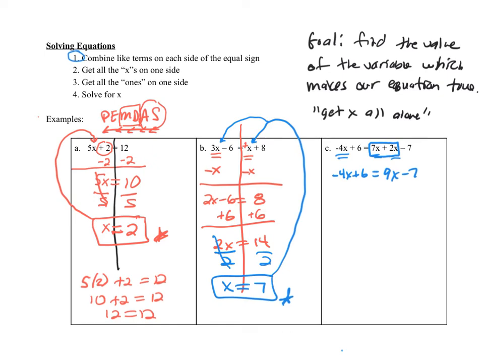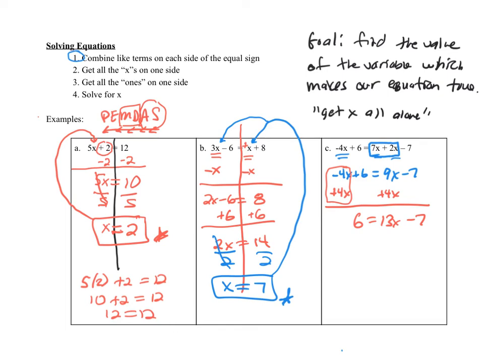So I think negative 4x is smaller than 9x. So I'm going to do the opposite by adding 4x to both sides of the equation. These 2 cancel out, leaving me 6 equals 9x and 4x is 13x minus 7. Now I have a problem that looks like example A, where I want to get rid of the subtracting 7 and the multiplying by 13.